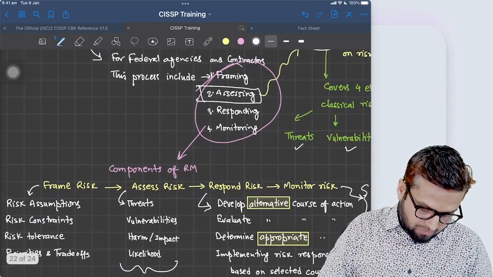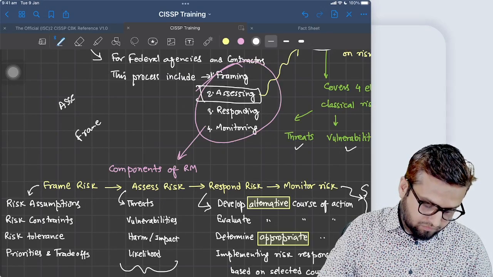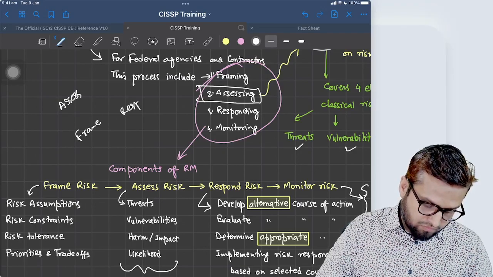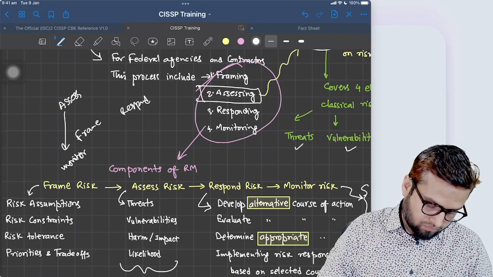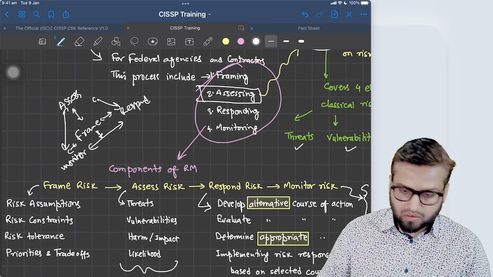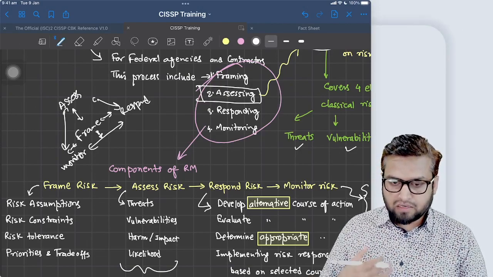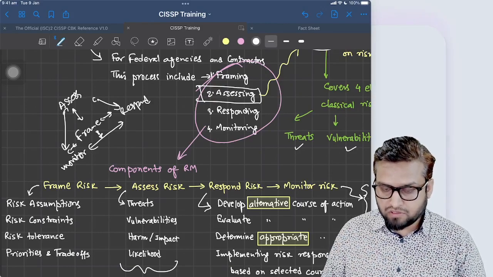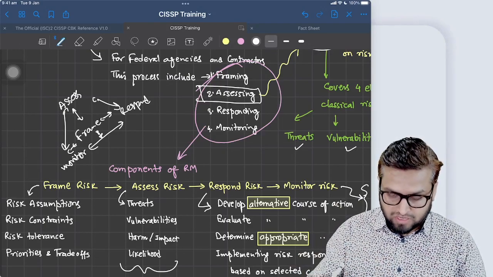So frame is in between, and then you have assess, respond, monitor, right? And these have a bidirectional relationship. I will encourage you to go into the NIST documentation, the NIST website, and read it for yourself. The objective of this video is to give you a 1,000 feet idea of what document covers what, right?